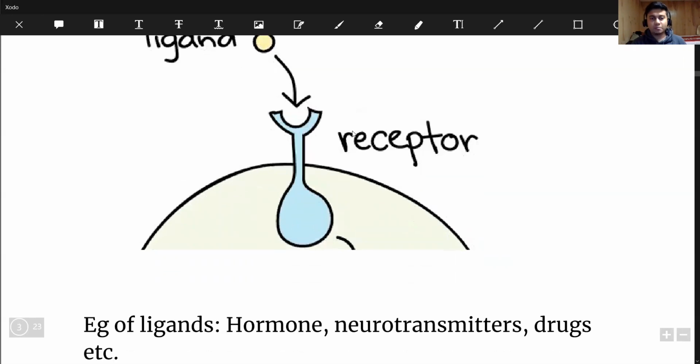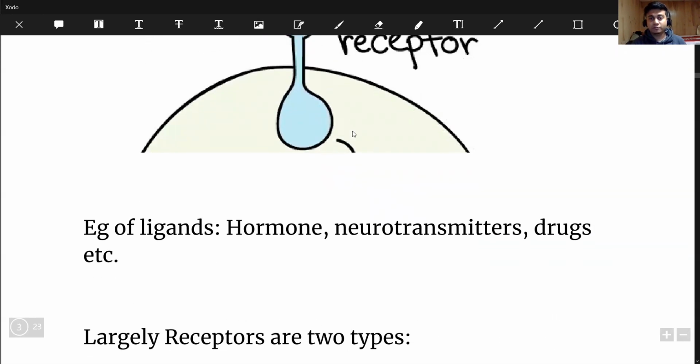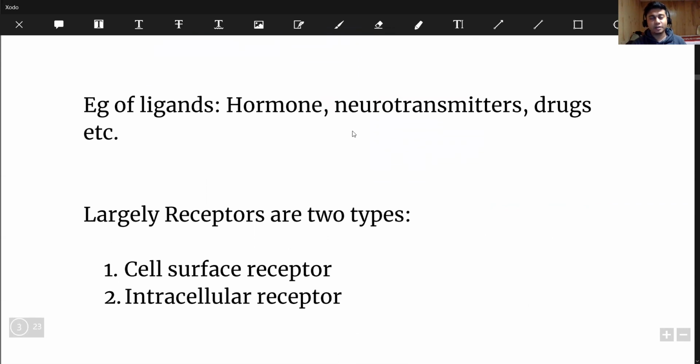Now, examples of ligands. The ligands can be hormones, different hormones in our body. They have their particular receptors. Then neurotransmitters and drugs are also examples of ligands. The main core thing is that these ligands will bind to the receptor, and due to the binding of the ligand to its receptor, there will be some biological change.